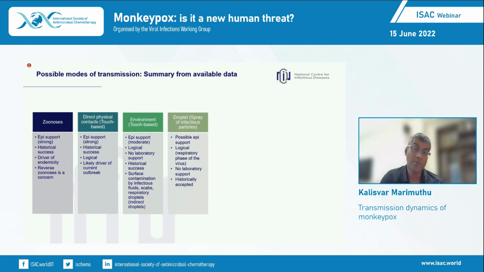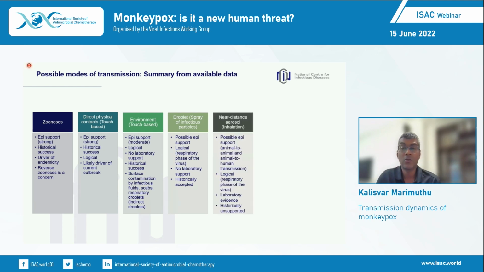More controversial is droplet-based transmission, or spray of infectious particles. This has been accepted quite well. There is possible epi support, but usually it's related to the direct physical contact that happens around the same time. Logical, because the virus has a respiratory phase, and spray of droplets can happen during that period. No laboratory support, meaning no one has sampled an infectious patient, and historically well accepted.